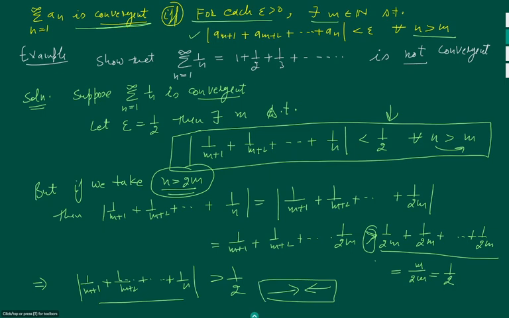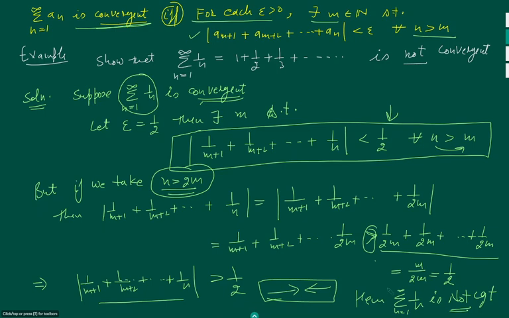This contradiction arises because we supposed that this series is convergent. So this series is not convergent. Hence the given series is not convergent.